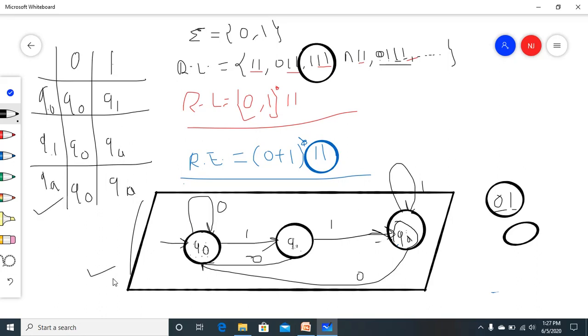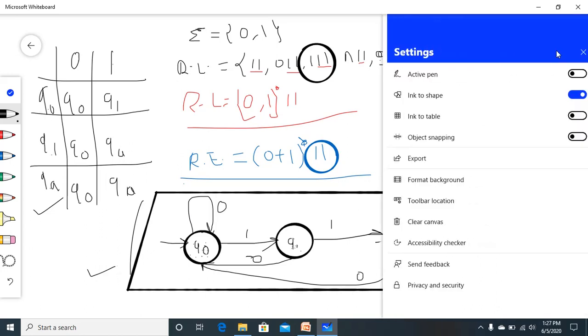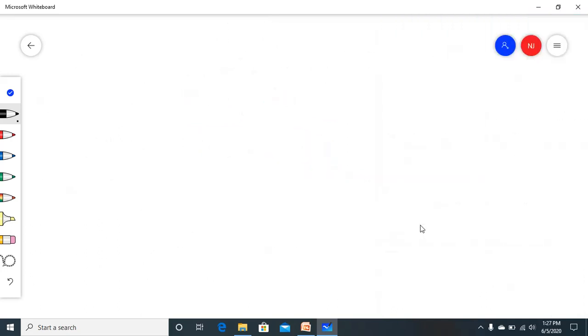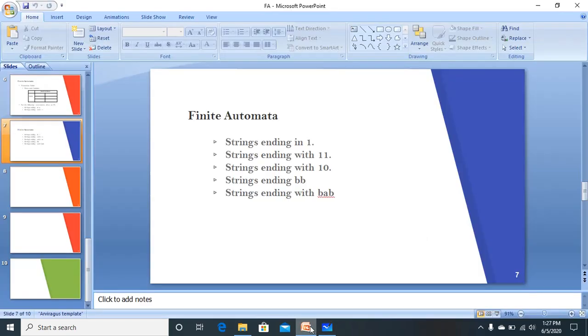This is our transition diagram for the second example. I hope you are now clear on the idea of how we construct the regular language and regular expression, and for that regular language and regular expression strings, we have to design one kind of computation model. The computation model we call a finite automata. So let me take one other example: strings ending with 10.